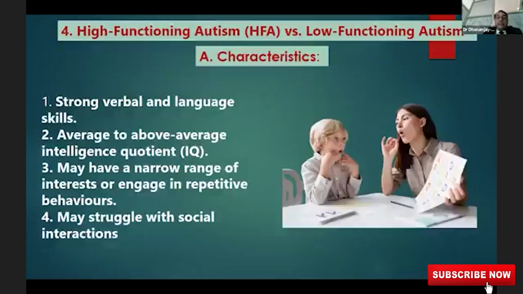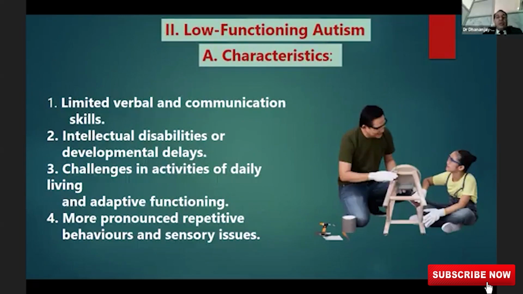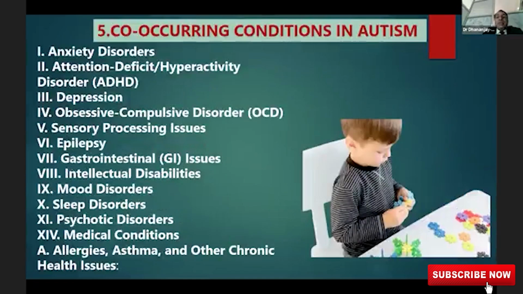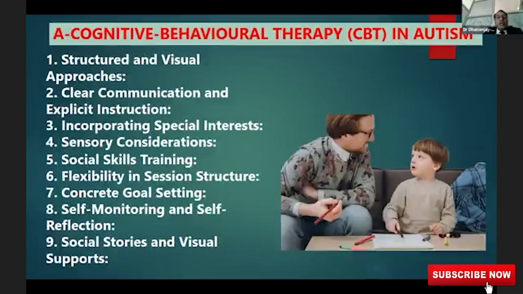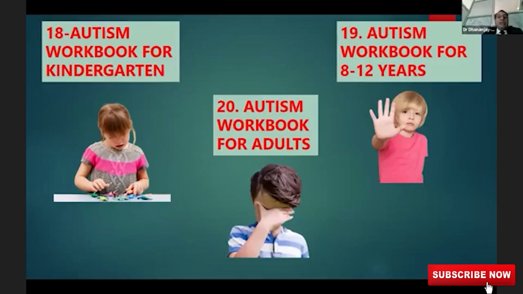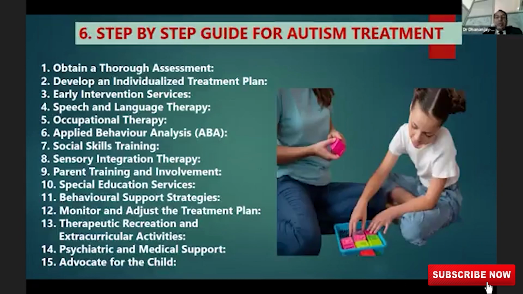Then what are high functioning autism and low functioning autism? Low functioning autism has limited verbal and communication skills. High functioning, I have already discussed. Then what are the co-occurring conditions? Anxiety, attention deficit disorder, depression, gastrointestinal issues, sleep issues, mood disorder. Then what is the role of CBT, cognitive behavioral therapy, in autism? And these are the autism workbooks for kindergarten, for adults, and for 8 to 12 years. And what is the step-by-step guide for autism treatment? After a thorough assessment, I think I have already discussed it.